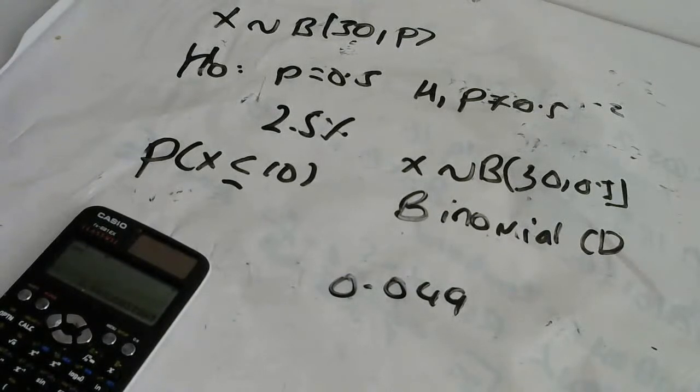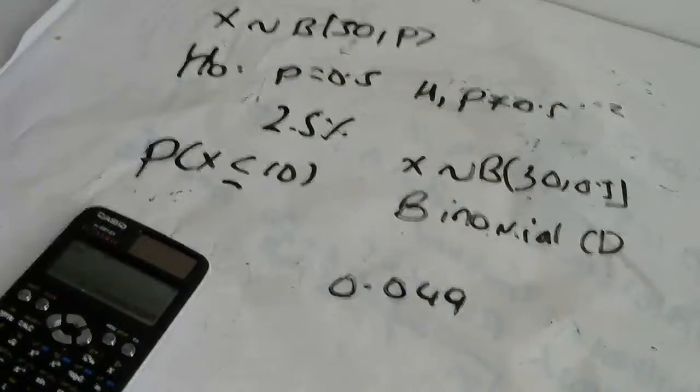So what were we doing? We were doing 7D, weren't we? So yeah, I got 0.049. That is bigger than 2.5%. It is not enough reason to reject the null hypothesis because 4.9% is bigger than 2.5%. So we're not going to reject the null hypothesis here either. I hope that makes sense to you.